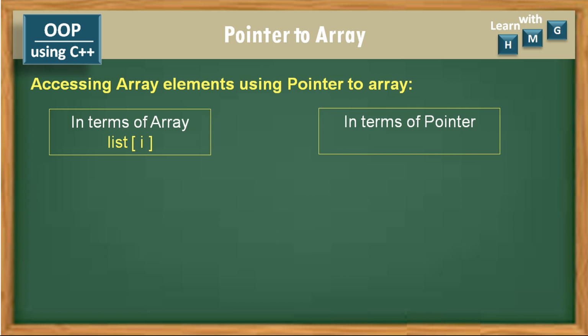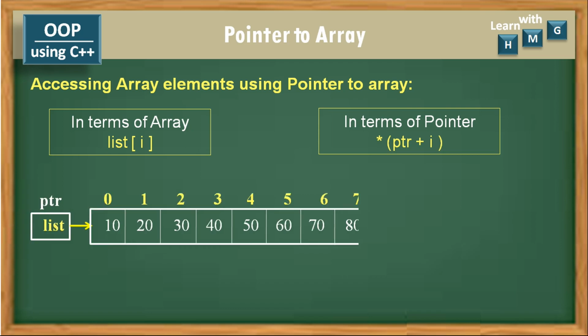Now the same thing you can do in terms of pointer like this, star ptr plus I. So in the bracket ptr plus I, and then indirection operator is applied on it to get the value of individual array element. So like this you can have this comparison between how to access array elements using the conventional array and how to access array element using pointer to array. Let us understand with the help of example. Here the ptr is pointing to the array, that is a list and having 8 elements.